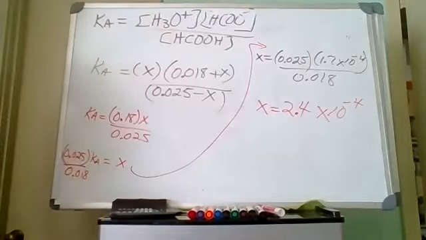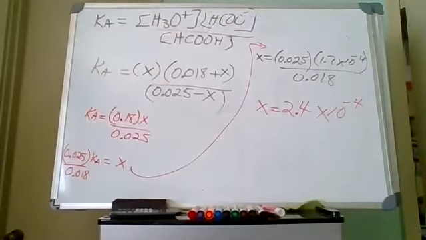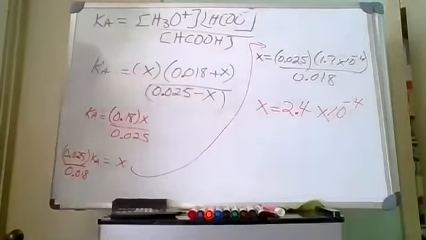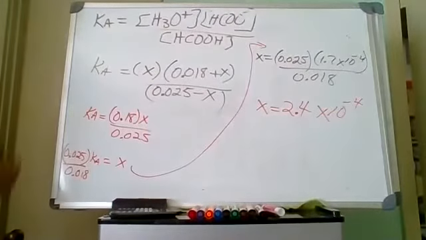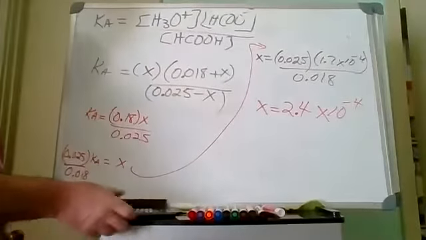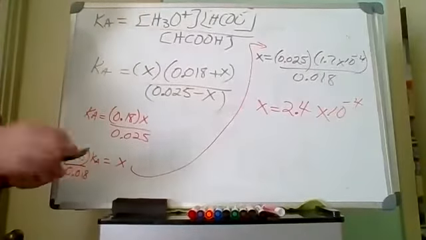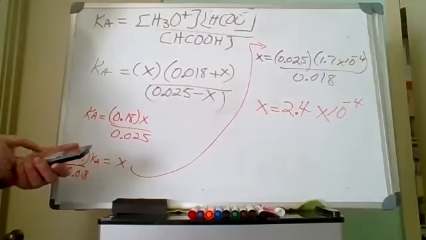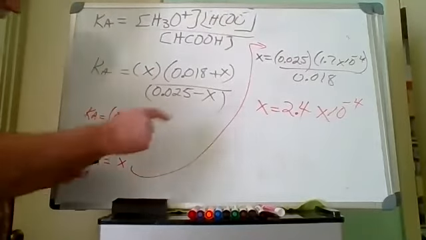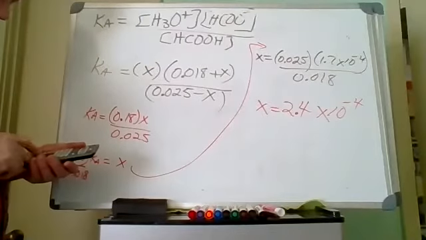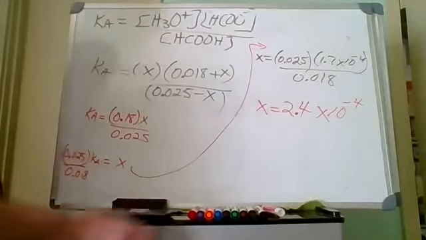Okay? Now, we're asked to calculate the pH. So we have to see how this X relates to the hydronium ion concentration from our ice table, right? Does everybody have this here? Everybody has this, right? 2.4 times 10 to the negative fourth. I'm going to put this into memory and clear the other memories.